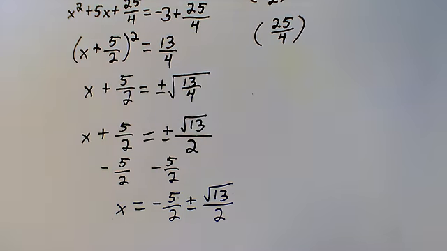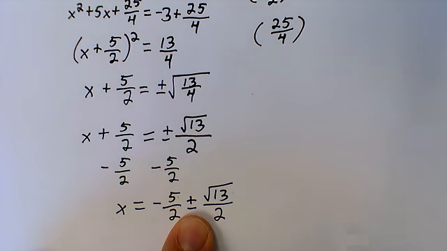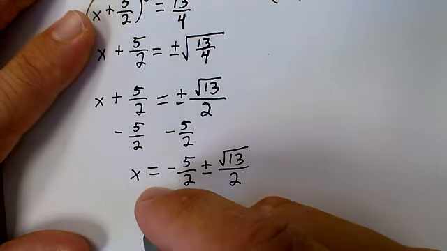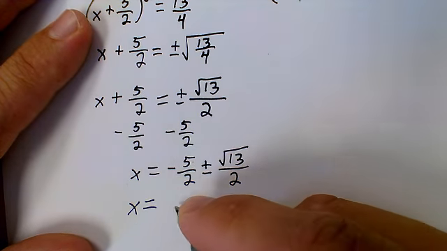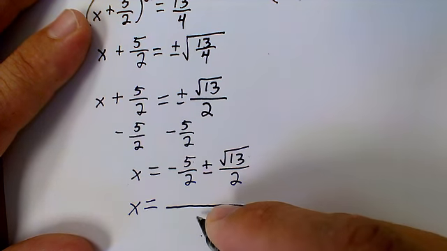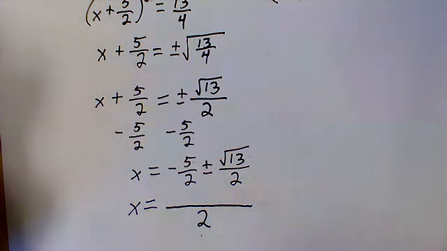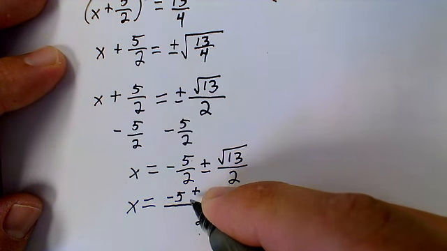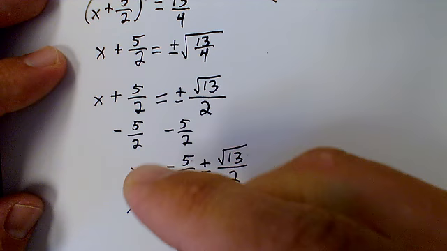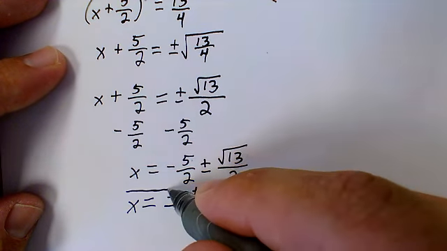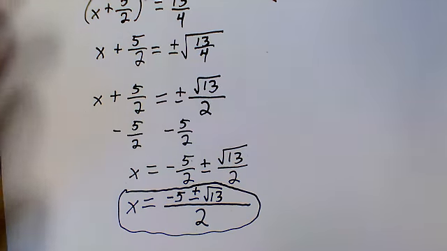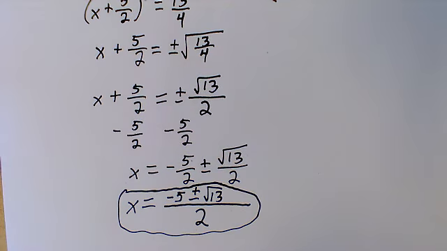Now this is actually my two correct answers. One of them is where I'm adding, one of them is where I'm subtracting in the middle there. But as a nice little touch here, you could actually write that as a single fraction, since it has a like denominator, it's really easy. It'll be over 2. And the numerator would be the negative 5 plus or minus square root 13, and you'd be done. That represents both answers. All right, that's completing the square.